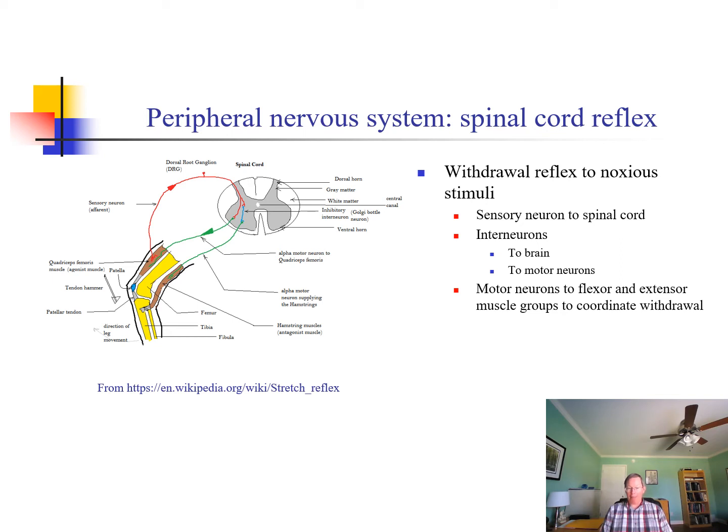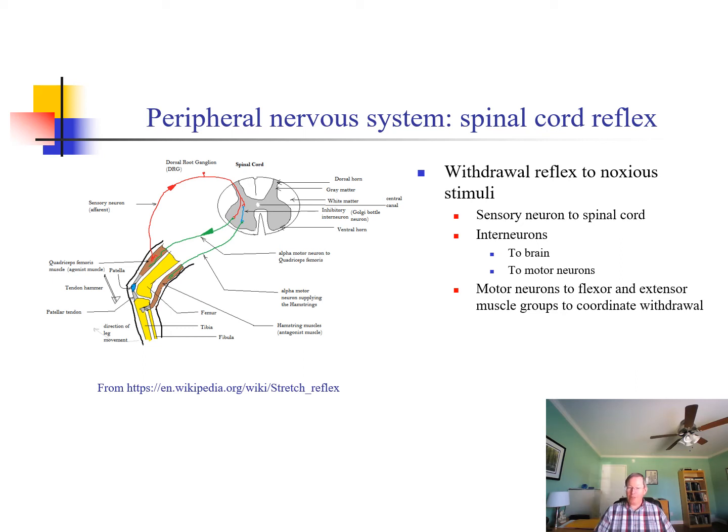But what will happen is that you see in this case that that sensory neuron will send a signal back, this is the red one, through the dorsal root ganglion going back to the spinal cord, and then it will synapse with neurons.